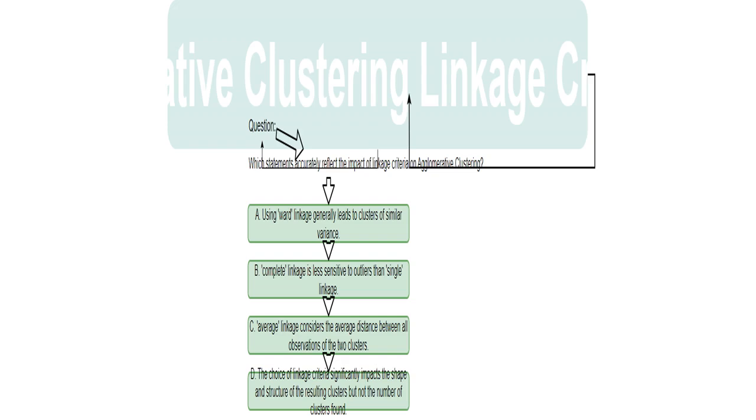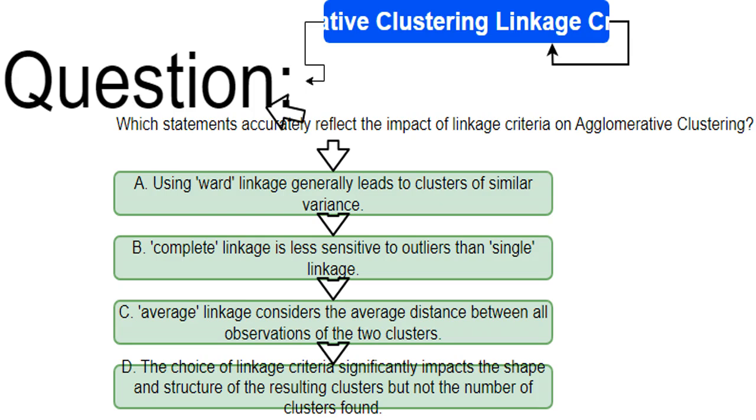This quiz tests your knowledge of how different methods of linking data points affect the results of agglomerative clustering, a technique used to group similar data points together. I'll explain the different methods and how they work. This question asks you to identify which statements correctly describe how the choice of linkage method influences the clustering results. Let's dive into the details.